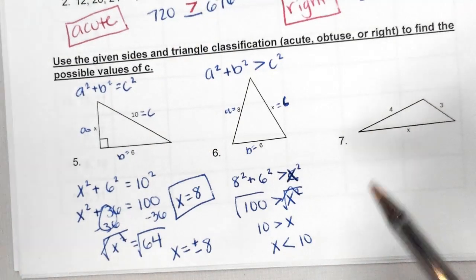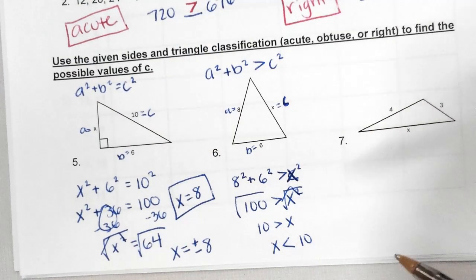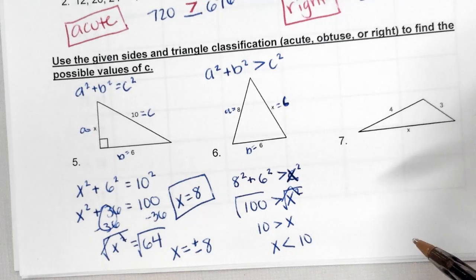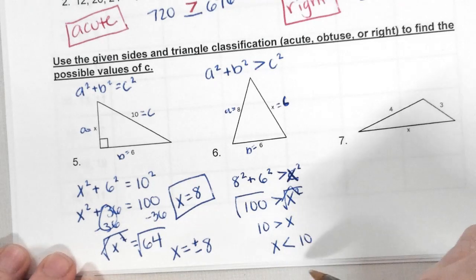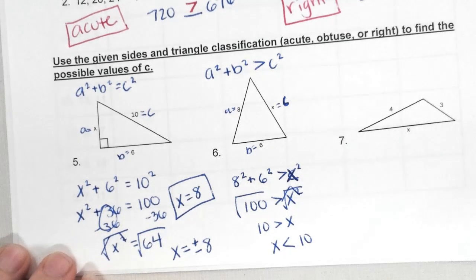However, we are not done. Because give me a number that's less than 10. 5. Smaller. 3. Smaller. 1. Smaller. 0. Smaller. Yeah, okay. Can you have a negative side length? No. Can you have a zero side length? So this has no limitations, and that doesn't work. So this is part of our answer, but we have to figure out the other part.